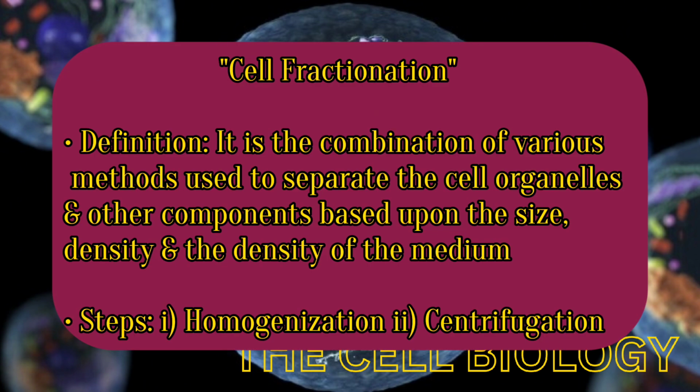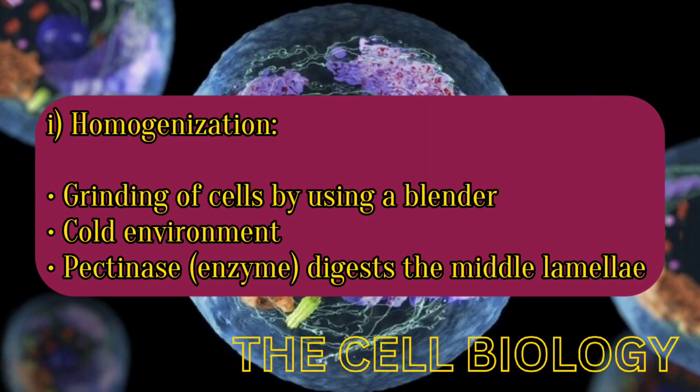Cell fractionation is the combination of various methods used to separate the cell organelles and other components based upon the size and density of the medium. The principle of cell fractionation consists of two steps: homogenization and centrifugation. Homogenization involves the grinding of the cells in a suitable medium with correct pH, ionic composition, and temperature by using a blender. In plants, pectinase is added to digest the middle lamella. The procedure gives rise to a uniform mixture of cells which is then centrifuged.